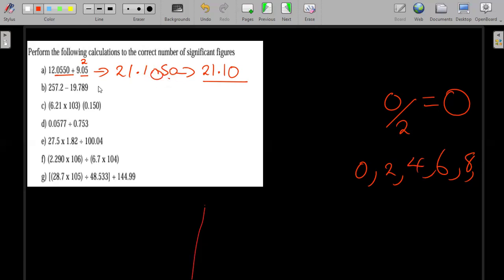So we go to the next one. We are subtracting 2 numbers there. We have 27.2 minus 19.789. What are we getting when we subtract there? Let's be fast so that we finish our class. We're only remaining with 8 minutes. What are we getting there?